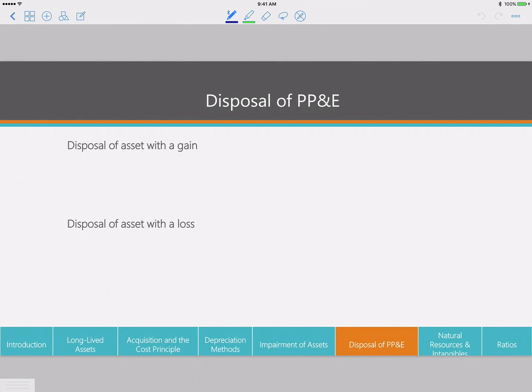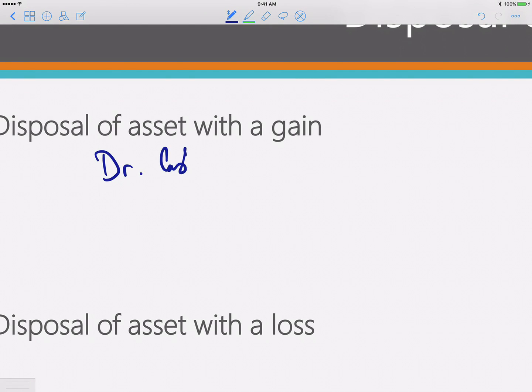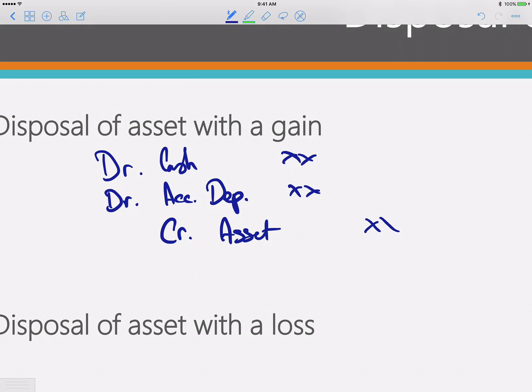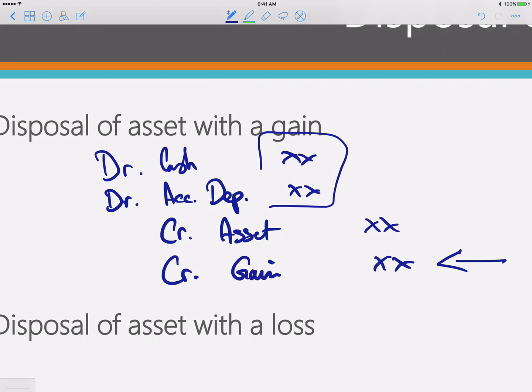So if you dispose of an asset with a gain, you would debit cash because you're receiving cash. You would then debit accumulated depreciation, the part that is related to your specific asset that you're getting rid of. You would credit the asset itself at cost to get it off your books, and you would credit a gain. And often during a problem, you can do this last. You can just plug in to figure out what the gain would be. Because remember, your debits and your credits always have to add up.